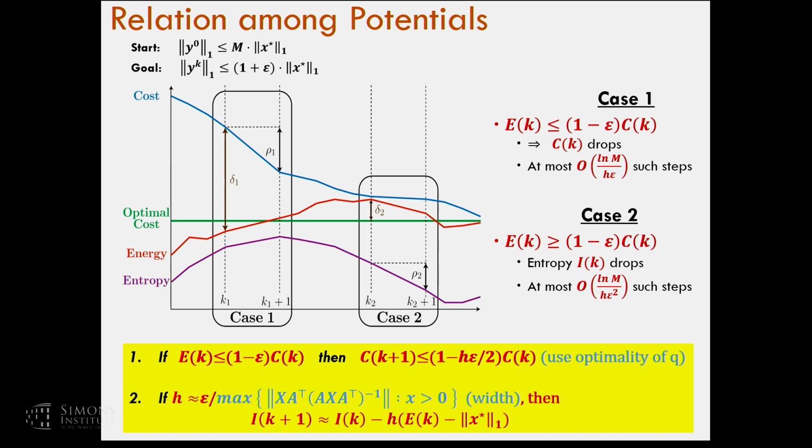The second step is actually more interesting, and it also ties up with the notion of width that Lorenzo was talking about. One can prove that if I pick h to be epsilon over this quantity here, which is a mysterious looking quantity, then I see a drop in entropy. This has something to do with the log function and so on. I'm not going to explain. The question is, how big can this quantity be?